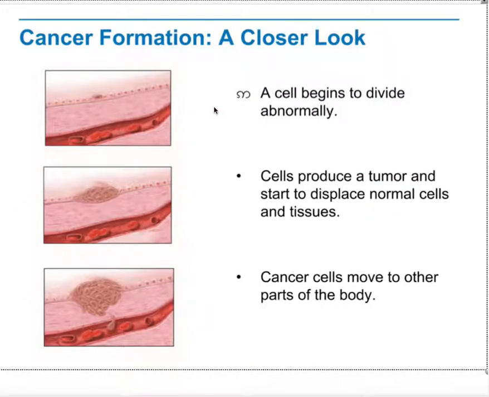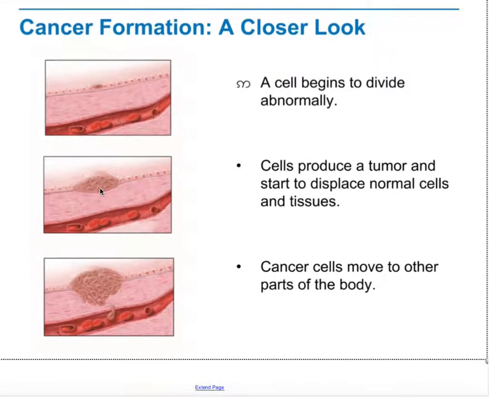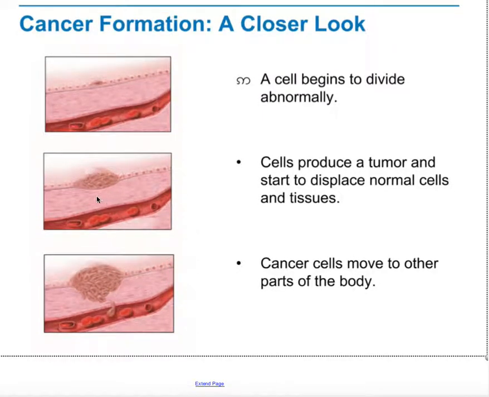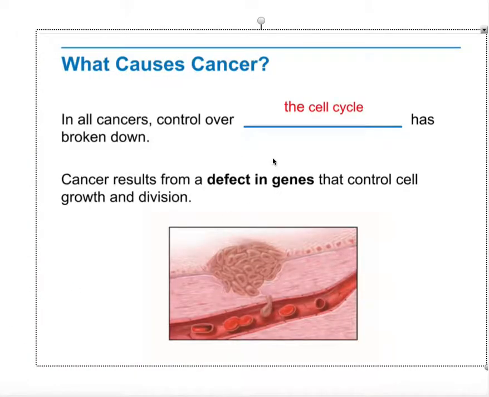So here we're taking a look at cancer. A cell begins to divide abnormally, right? It gets bigger. And what can happen is it starts to crowd out the rest of the tissue, and it can then get into the bloodstream, in which case you might have skin cancer, and then next thing you know, you have cancer in your lymph nodes and in your lungs and in your kidneys, all over the place, because cancer can spread. So what causes cancer?